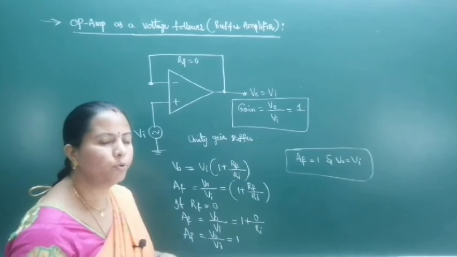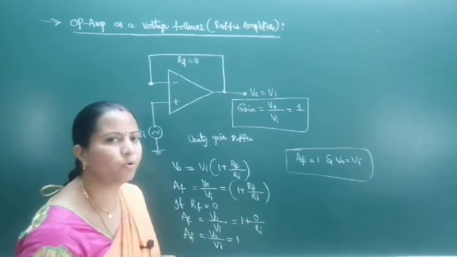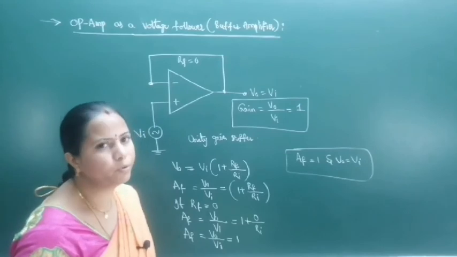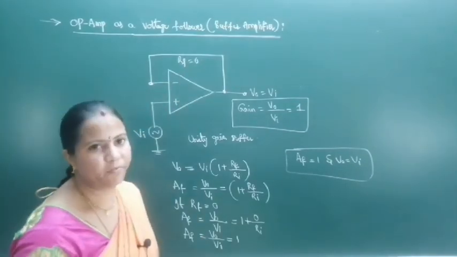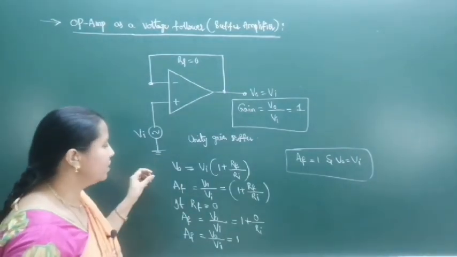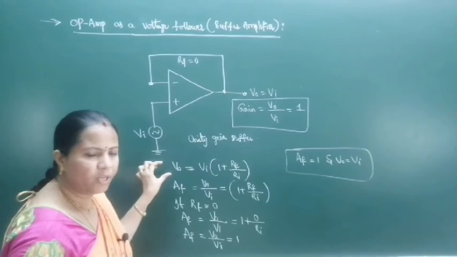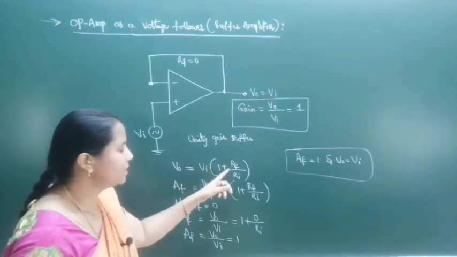Here the output voltage is not inverted. That means the output voltage is equal to the input voltage. That's why it is named as voltage follower or buffer amplifier. Okay? So coming to the circuit, the output voltage of the non-inverting amplifier V0 equal to Vi into 1 plus Rf by Ri.